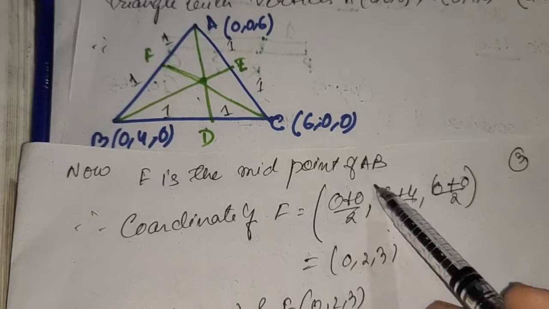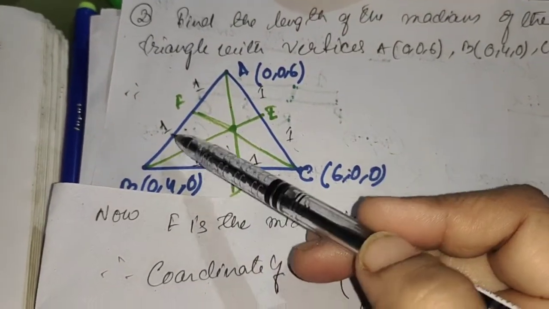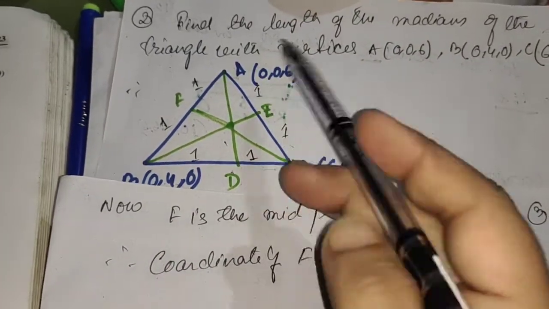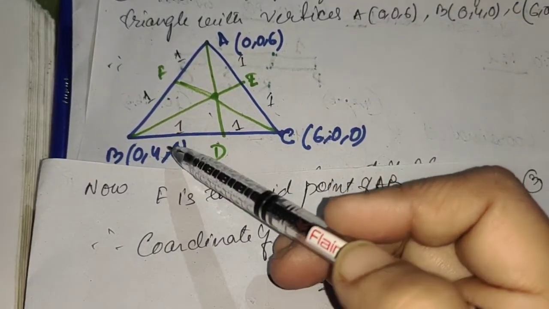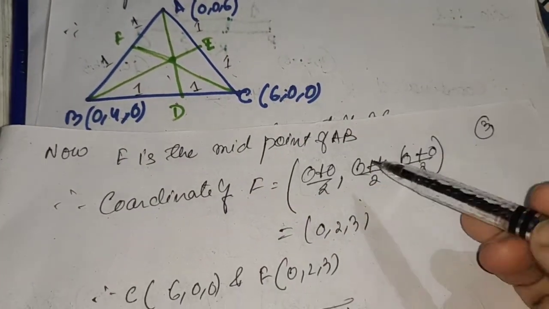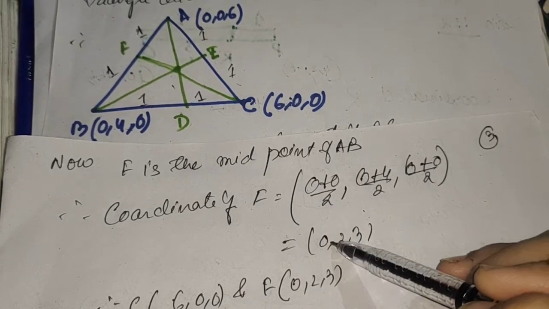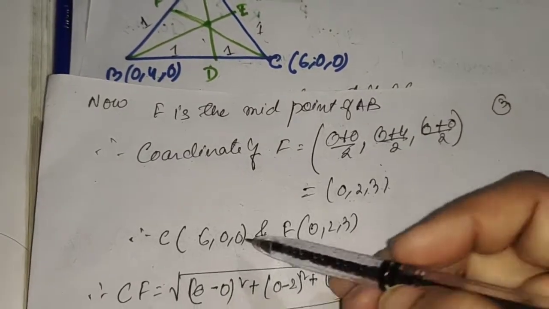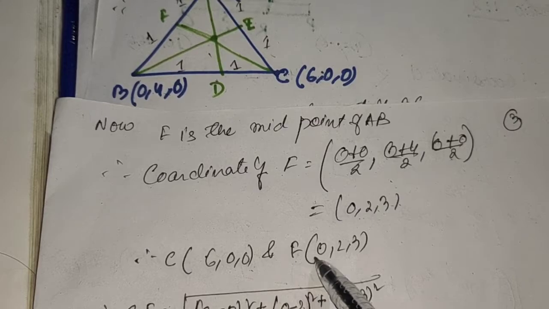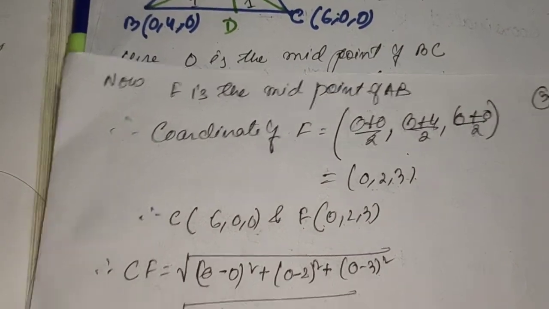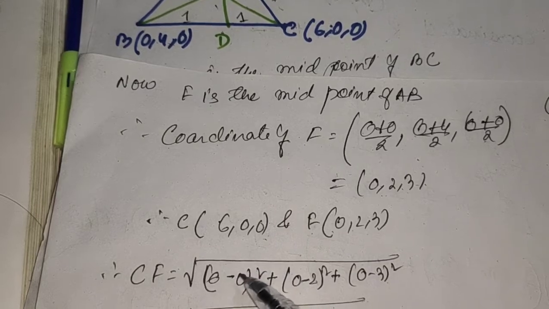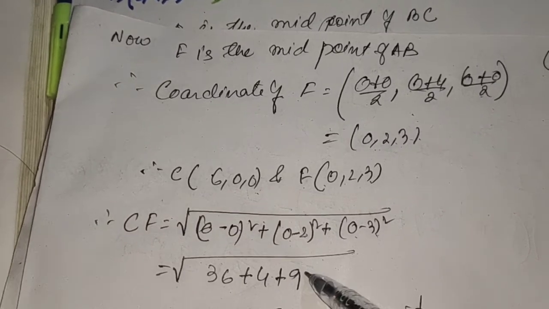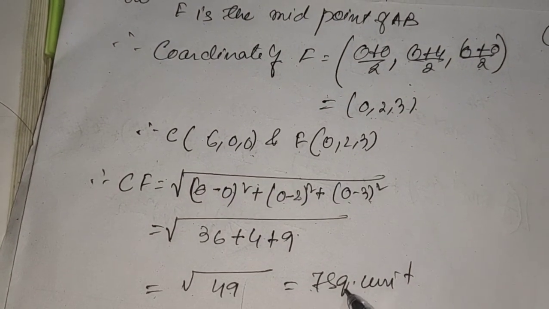Finally, F is the midpoint of AB. Again, F divides AB in 1 to 1 ratio. Therefore, the coordinate of F is ((0 + 0)/2, (4 + 0)/2, (6 + 0)/2), which means (0, 2, 3). So C is (6, 0, 0) and F is (0, 2, 3). Finally CF will be root of (6 - 0)^2 + (0 - 2)^2 + (0 - 3)^2, which is 36 + 4 + 9. It is root 49, which equals 7 square unit.